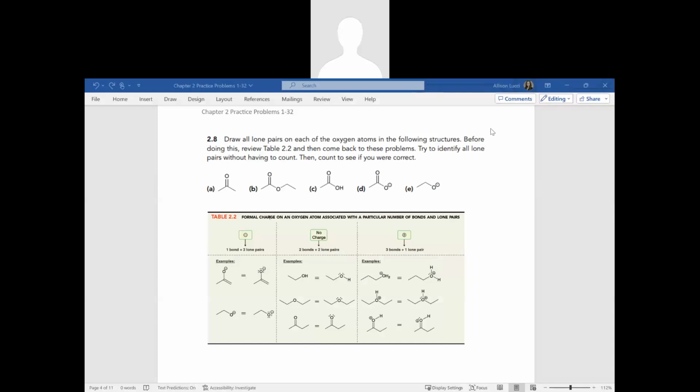In problem 2.8, we're asked to draw all the lone pairs on each of the oxygen atoms in the following structures. So in the textbook, you're given, I think, 10 total examples, but we'll work through A through E here, and then you can try the rest on your own. They advise you to review table 2.2, which I've placed below here, and see if you can identify all the lone pairs without having to count.